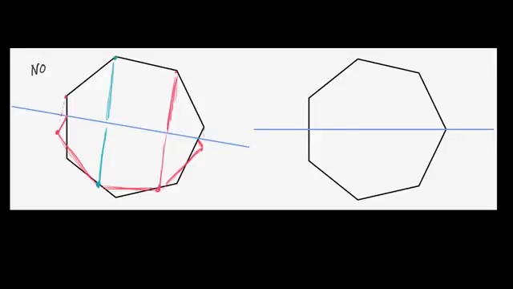And we can even go point by point here. So this point right over here is the same distance from the blue line, if we dropped a perpendicular, as this one right over here. This one over here, same distance as this point right over here. And we could do that for all of the points. So in this case, the blue line does represent an axis of symmetry.